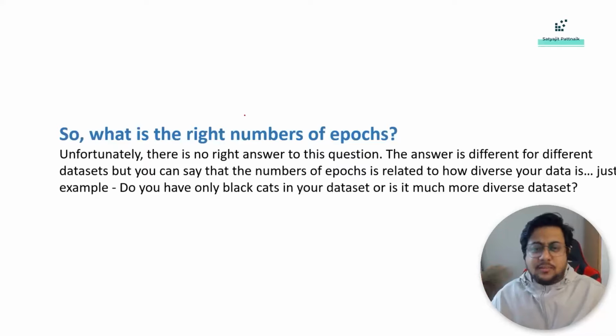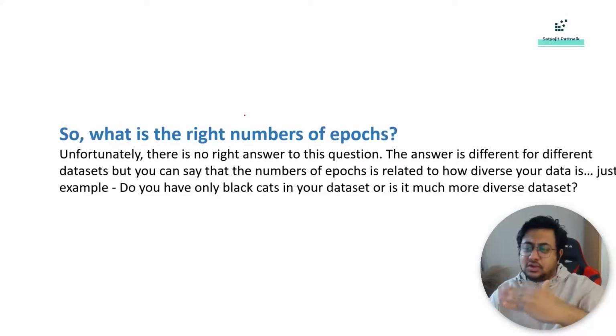So what is the right number of epochs? Unfortunately, there is no right answer to this question. The answer is different for different datasets, but you can say that the number of epochs is related to how diverse your data is. Just as an example, do you have only black cats in your dataset, or is it a much more diverse dataset? So the complexity of the data determines the number of epochs. If it is too complex, you probably need more epochs. If it is easier data, then you need fewer epochs, right?